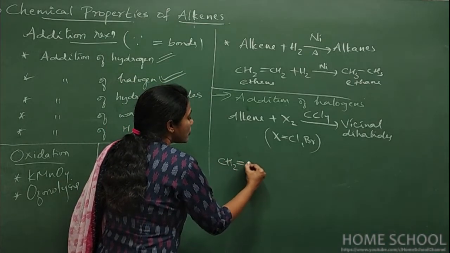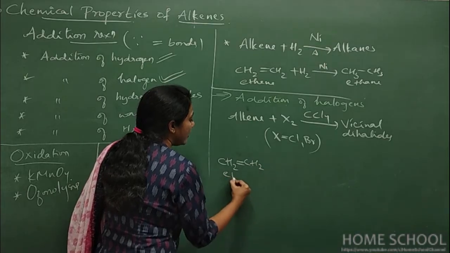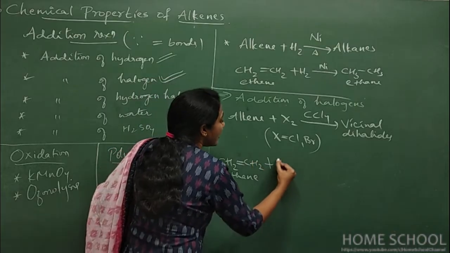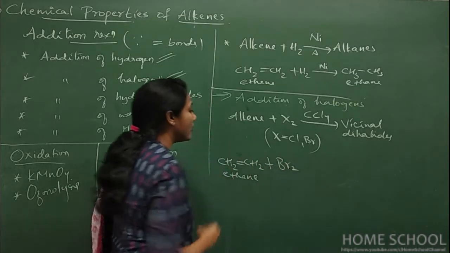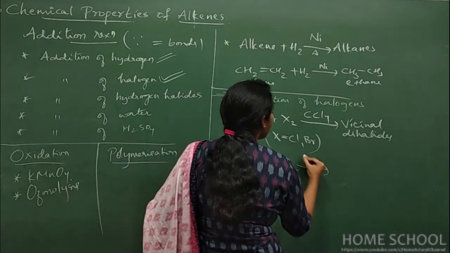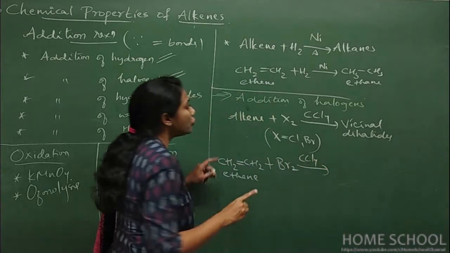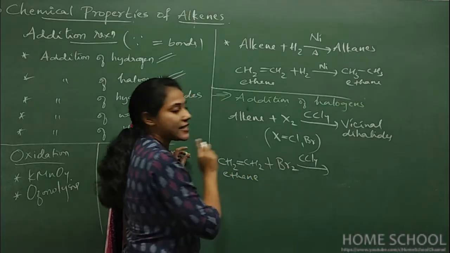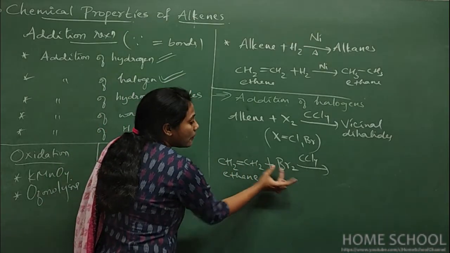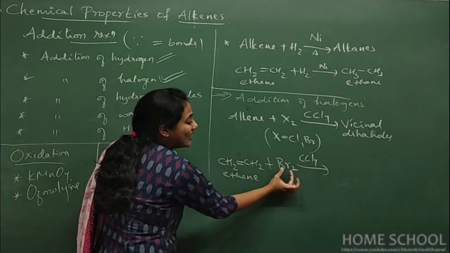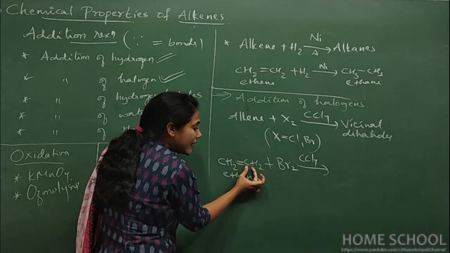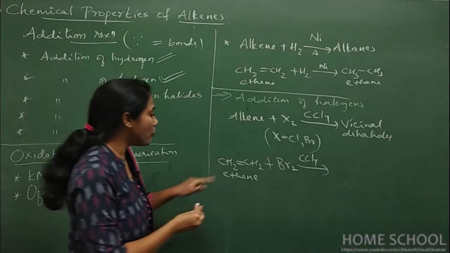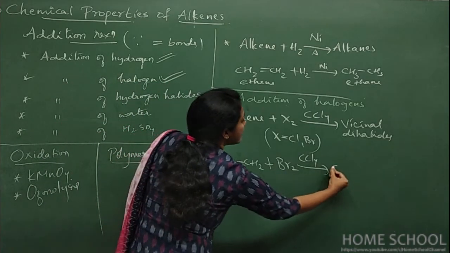Suppose you have CH2=CH2. I am taking a very common alkene, that is ethene. And suppose I add bromine here, in presence of CCl4. Just like how you added hydrogen, similarly, bromine gets added. One atom of bromine to one carbon, another atom of bromine to another carbon. This double bond becomes a single bond. So what do you get as a product?